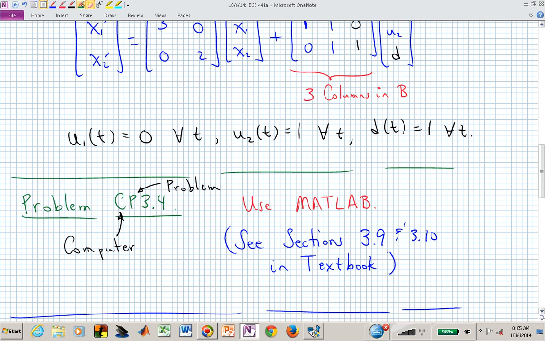Finally, I'm hoping you pay a little bit of attention to how these problems are stated in terms of this is CP 3.4. That means it's a computer problem, which means they are expecting you to be using MATLAB. And if you look at sections 9 and 10 in Chapter 3, that should help you with the commands that you need to execute CP 3.4.